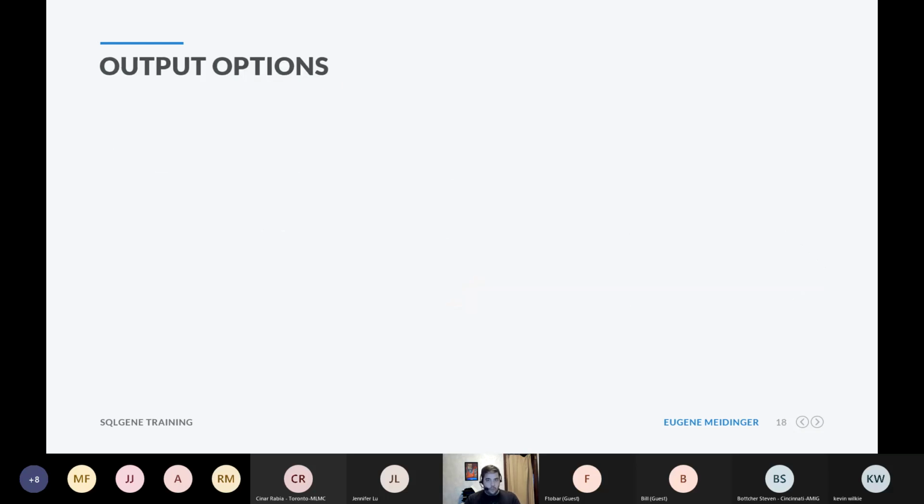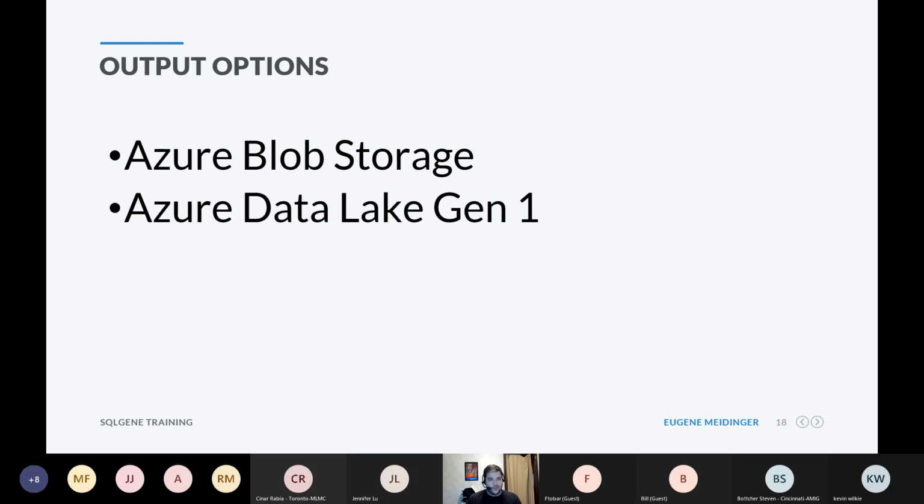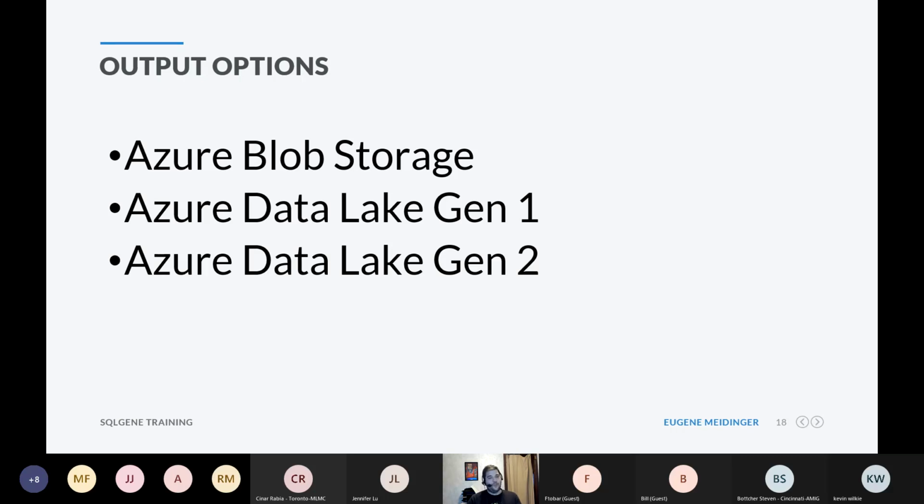In terms of output, the default is going to be Azure Blob Storage. You can also output to Data Lake Generation 1, but there's Generation 2, so I wouldn't recommend that. One of the things that I found out that kind of shocked me was Azure Data Lake Gen 2 storage is literally blob storage with a checkbox.